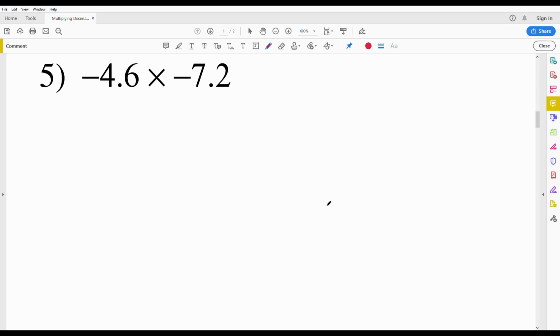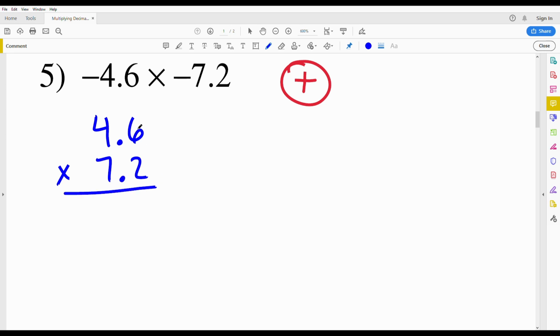Now in number 5, we have negative 4.6 multiplied by negative 7.2. Negative 4 6/10 multiplied by negative 7 2/10. A negative times a negative results in a positive. So I'm going to make a note that my result is indeed positive. So I'll have 4 6/10 and I'll multiply that by 7 2/10. Starting with my right column, 6 times 2 is 12. Write the 2, carry the 1. 4 times 2 is 8, and then we don't multiply, we add that to 1. So 8 plus 1 is 9.